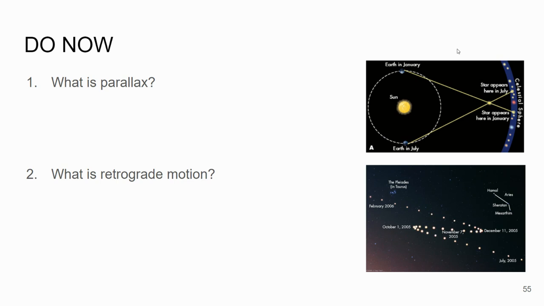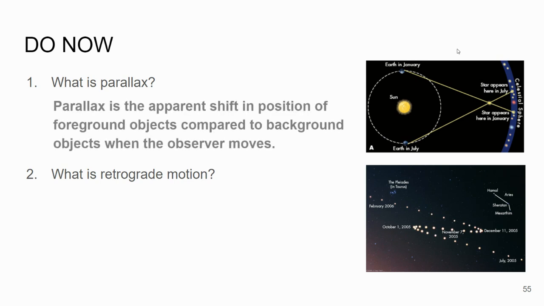So do now, what is parallax? Parallax is the apparent shift in position of foreground objects compared to background objects when the observer moves. This is that thing where if you hold your thumb out in front of your face, look at it with one eye, see what it blocks in the background, and then you switch eyes, your thumb appears to move. So it is apparent motion. And this is a useful thing in astronomy.